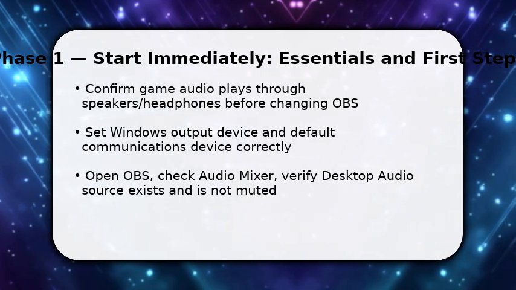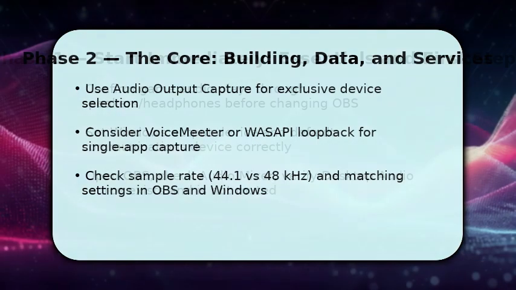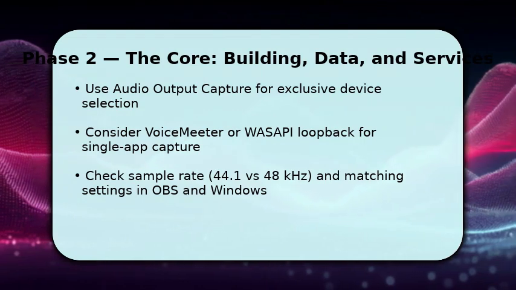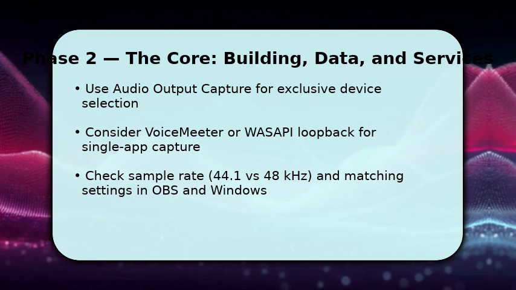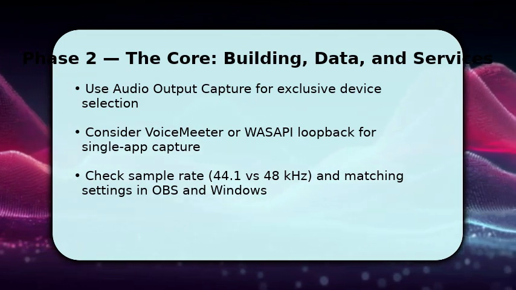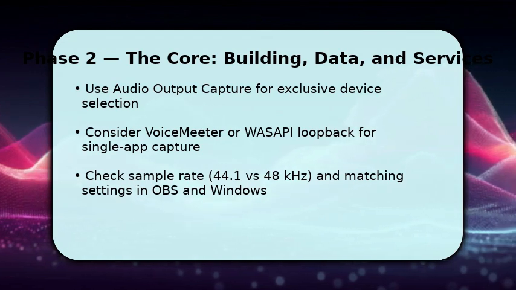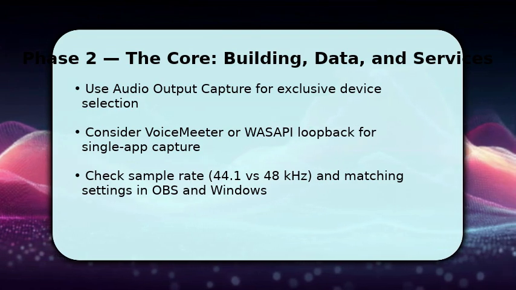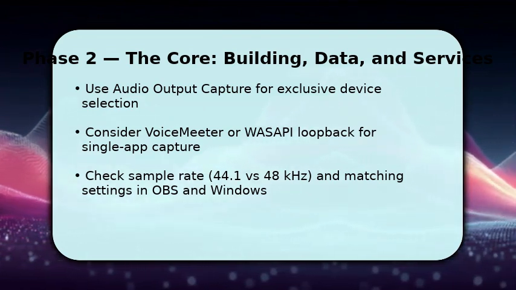Next, refine how OBS captures sound by choosing Audio Output Capture and selecting the exact device, because generic desktop audio can miss game-only streams. If you need single-app capture, set up WASAPI Loopback for that app or use a virtual mixer like VoiceMeeter. These route audio explicitly into OBS. Also verify sample rates. Mismatched 44.1 versus 48 kHz between Windows and OBS causes silence or glitches.